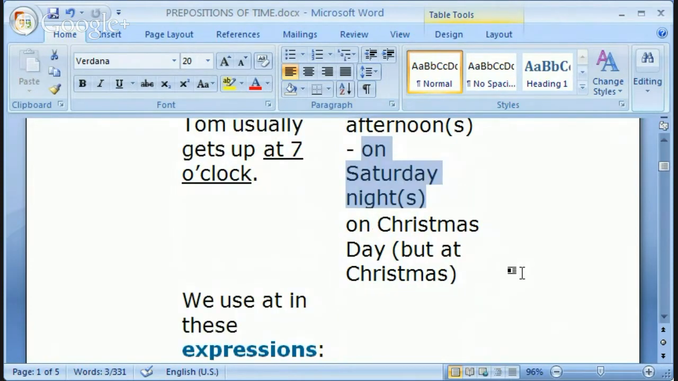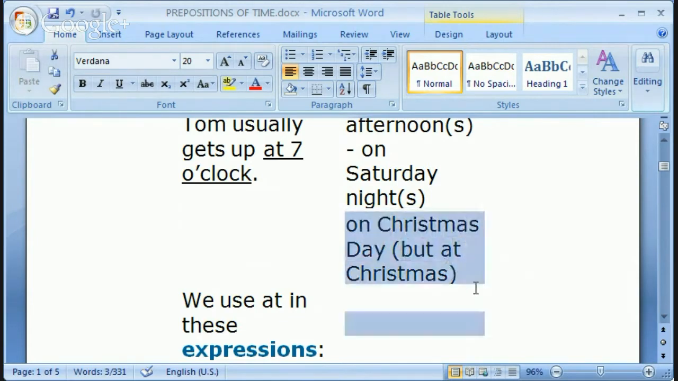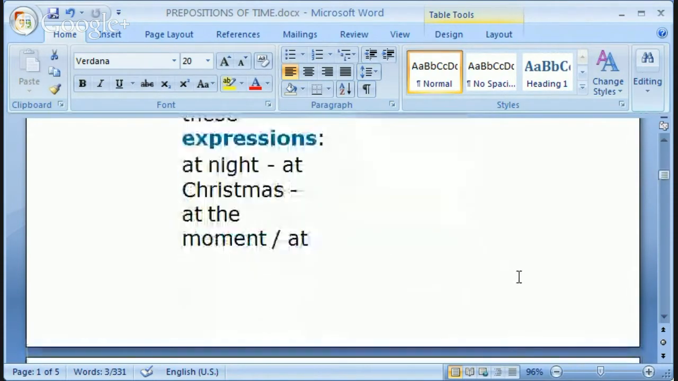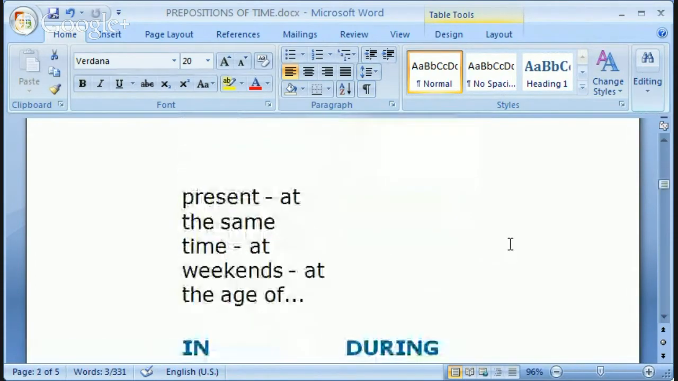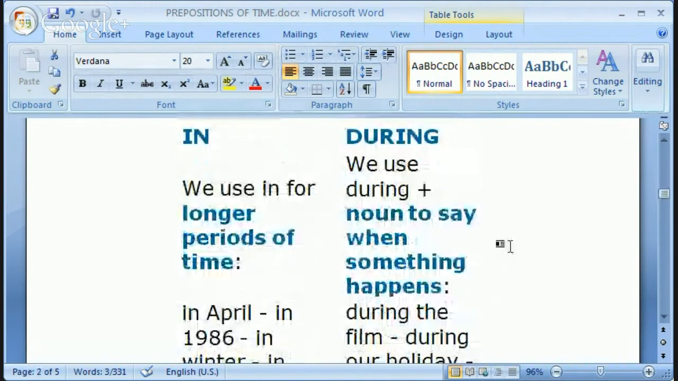And then basically, if we're going to actually say day, for example, for a holiday, on Christmas Day, but we would say at Christmas, implied at Christmas time. Okay, I'll see you on Christmas Day, but we would never say I'll see you on Christmas. So that's important. So much for at and on.